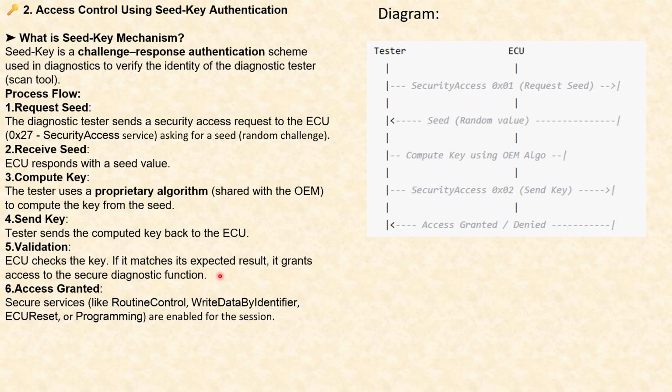I hope all of you understood the necessity and the meticulousness that is imposed to understand the authentication procedure. It is only when the ECU acknowledges that the key matches the expected result that it grants access to secure diagnostic functions. Once access is granted, it is only after the ECU acknowledges the correctness of the key that secure services like routine control, write data by identifier, ECU reset or programming are enabled for the session.